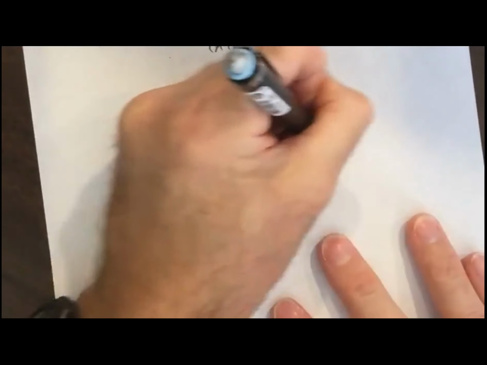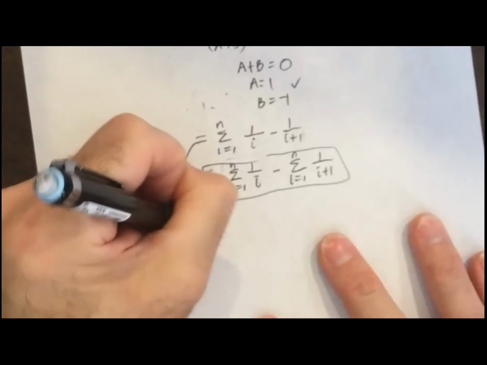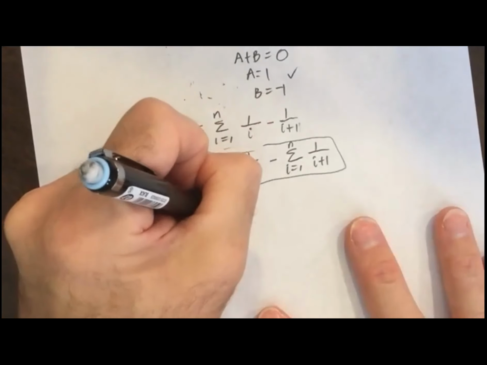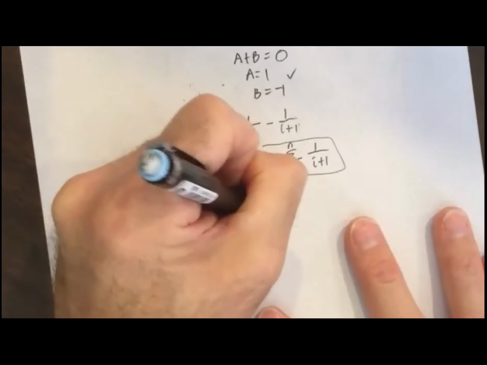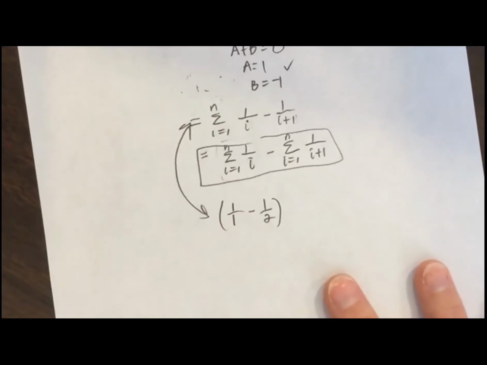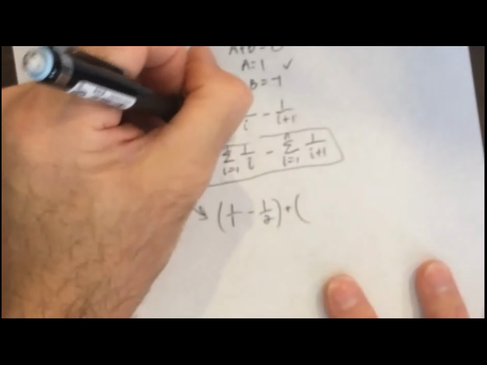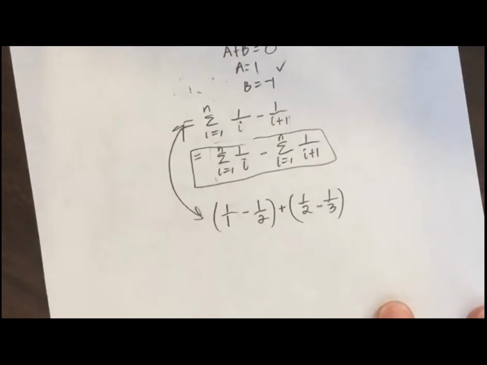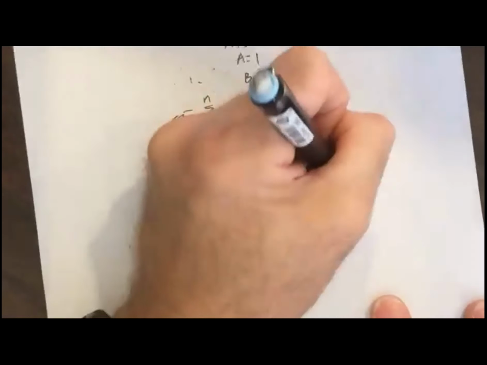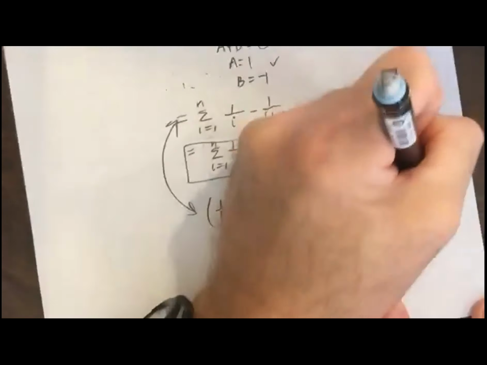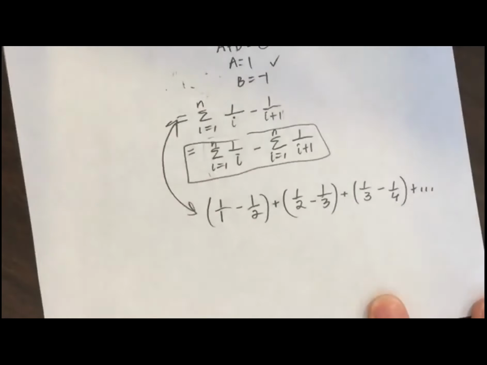Let's write out a few of these. Not like this, but rather using this up here. All right, so what about when I is 1? I get 1 over 1, right? Minus 1 over 2. True? Okay, then I get plus, now I is 2, so I get 1 over 2 minus 1 over 3. Now I get 1 over 3 minus 1 over 4. And then, look, it just keeps going, doesn't it?